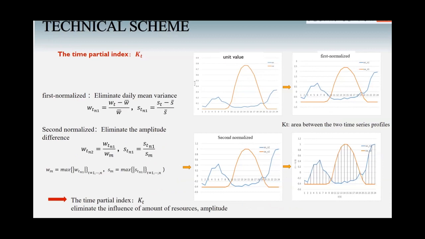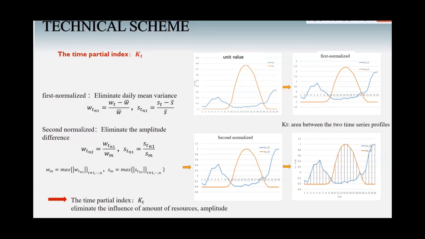The time partial index KT is calculated by the area between the two time series profiles, twice normalized. The first normalization is to divide the daily variation curve of the output of the two resources by their respective daily mean, so that the two curves fluctuate around the zero value. The second normalization is to divide by their respective maximum absolute value, so that the fluctuation range of the two resource curves is all fixed between -1 and 1.